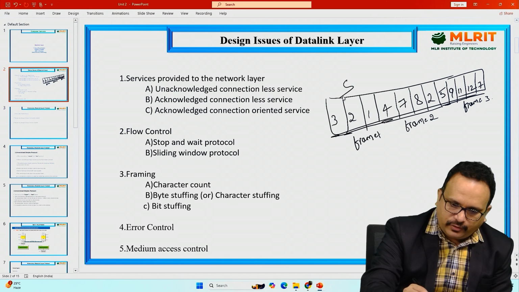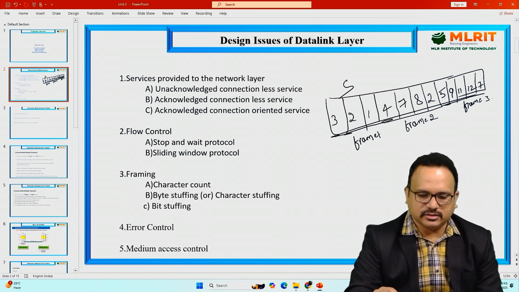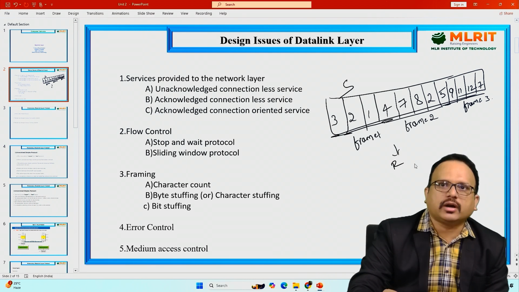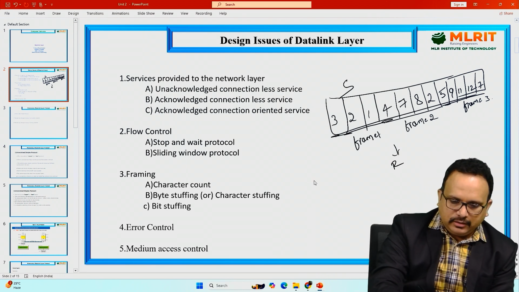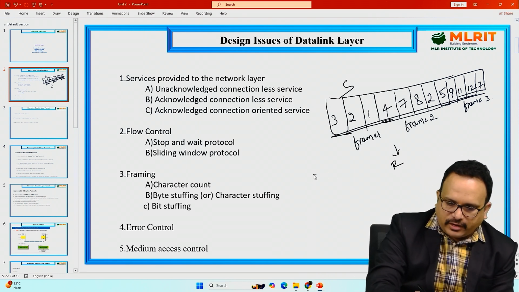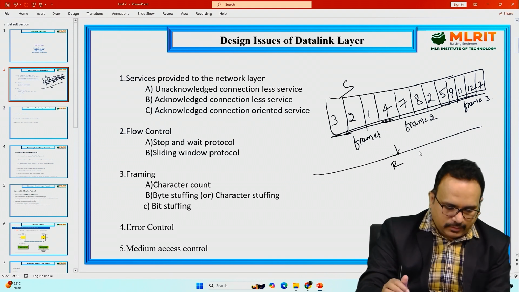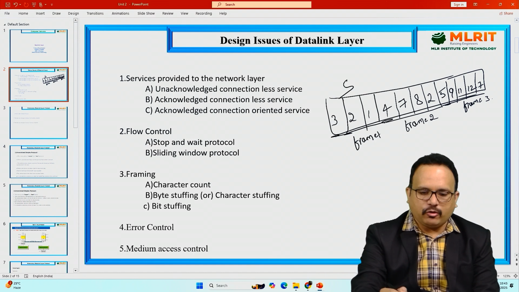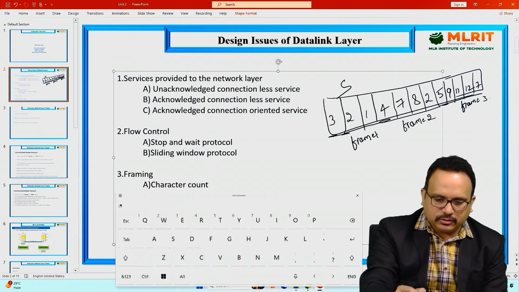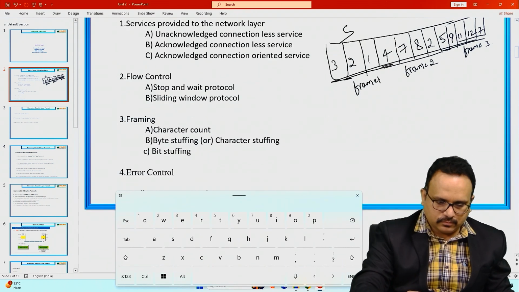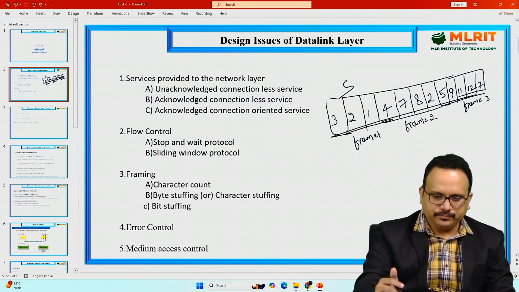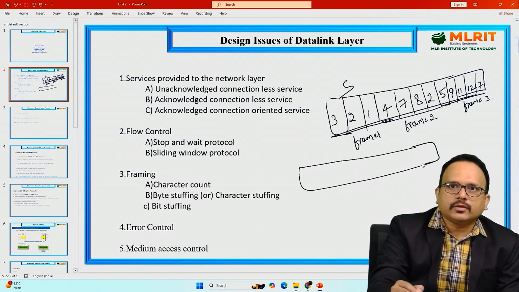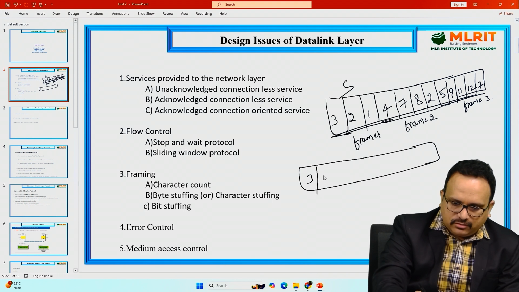This is the frame that you have at the sender side. Whenever you transmit this frame to the receiver, what happens? For example, the first frame has reached the receiver perfectly. It receives the frame as it is.